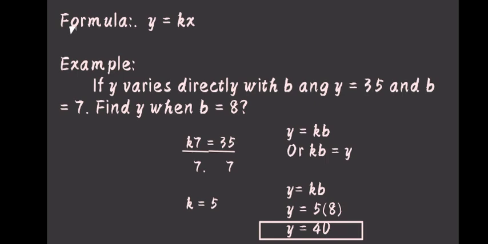For example, if y varies directly with b and y = 35 when b = 7, find y when b is 8. So the value of b is 7, so k times 7 = 35. Divide both sides by 7, k = 5. y = kb, and our k is 5 times 8, y = 40.